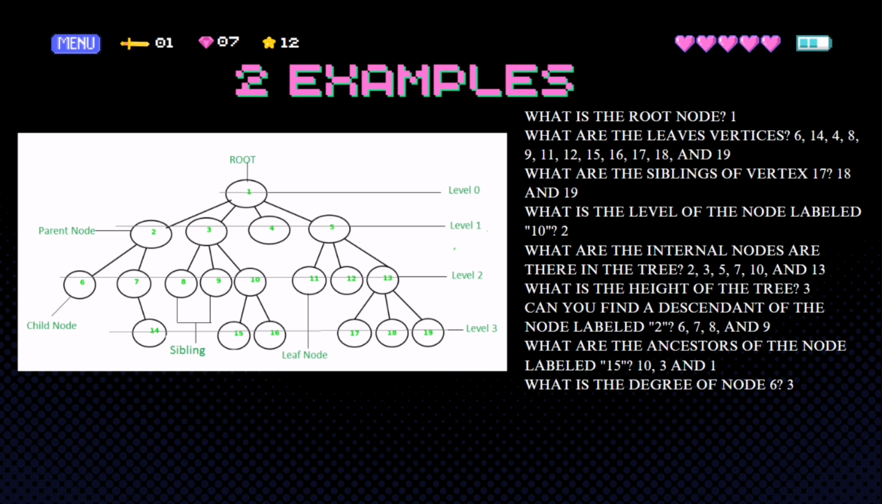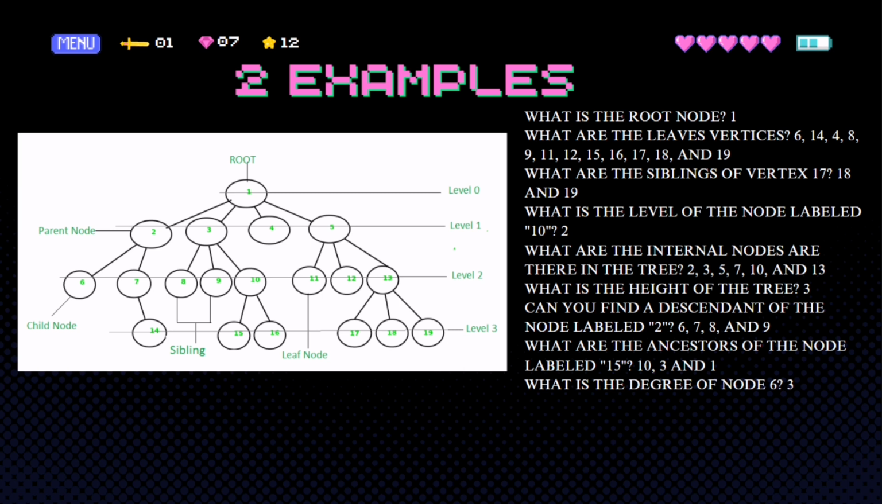The next question is, what are the siblings of vertex 17? The siblings of vertex 17 are 18 and 19. So bakit natin sinabi na 18 and 19? Dito sa tree na to, makikita natin na yung 17 ay magkakatabi sila ni 18 and 19. And sila din yung anak ni number 13. Kaya tinawag natin silang siblings. The next question is, what is the level of the node labeled 10?